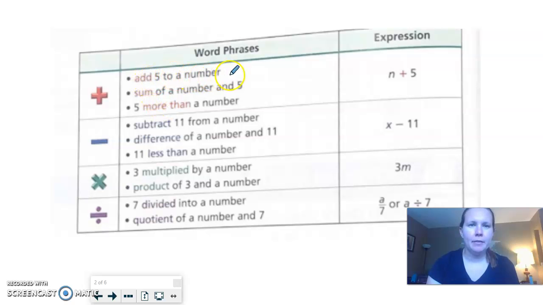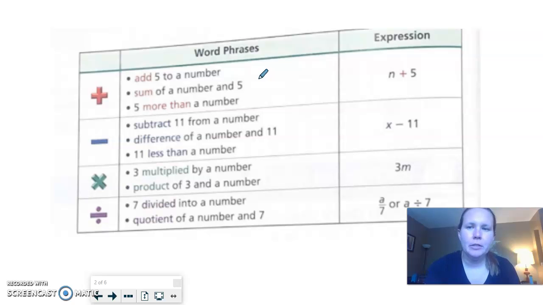So in this case, add 5 to a number. Well, we don't know what the number is, so that's why they have it as a variable, and in this case, they decided to have n. Sum of a number and 5. Again, we don't know what that number is, but the sum means addition. And 5 more than a number.